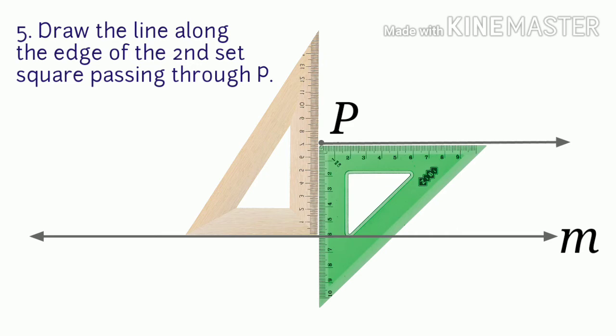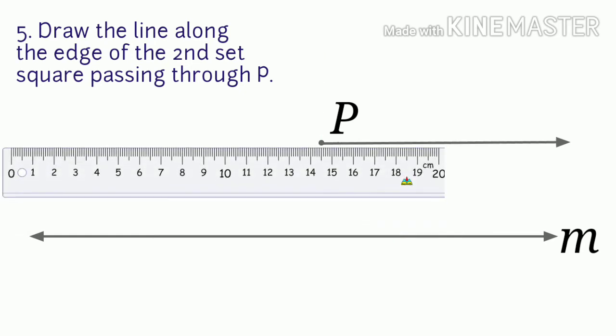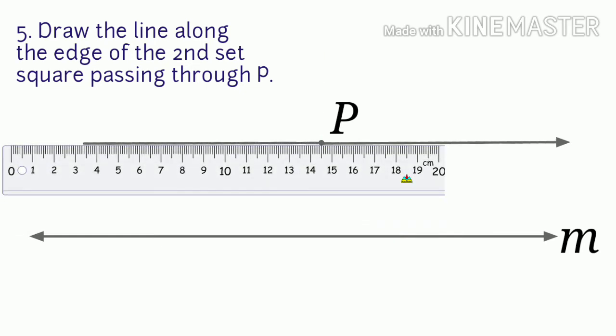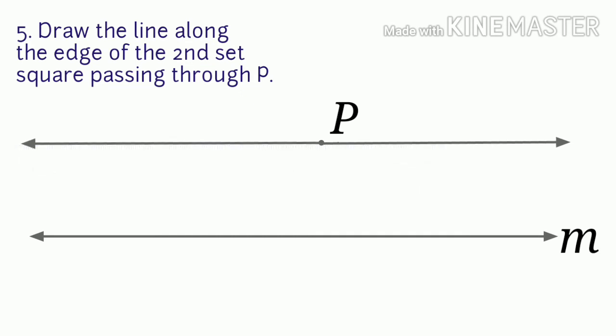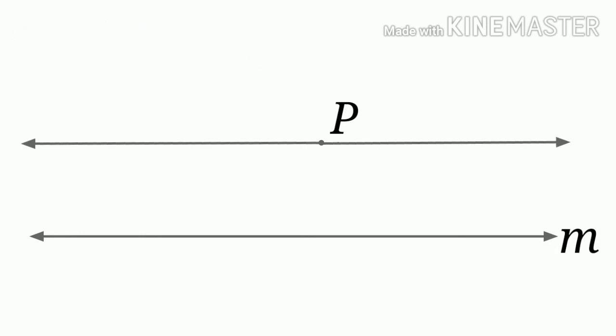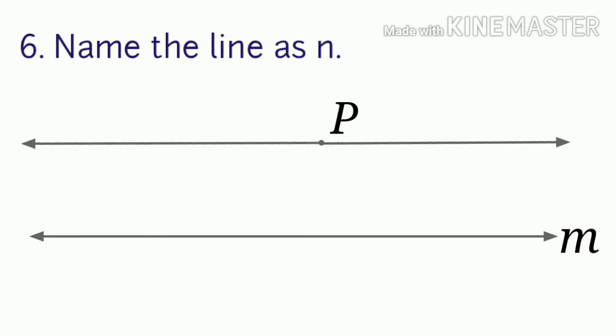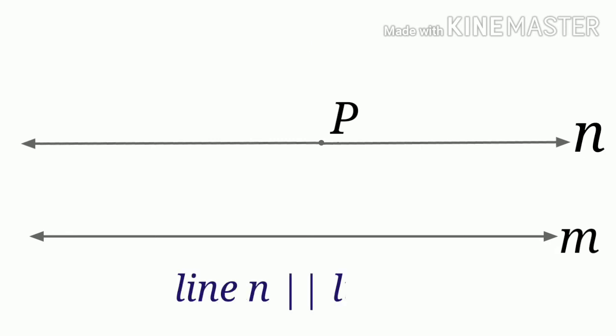Now we will extend this line with the help of a ruler. You know the line can be extended because it has no fixed length. Okay. You can see that it is a line. Next step is name the line as N. So you can name this line as N. So line N is parallel to line M and passing through point P. Okay. This is our first method.